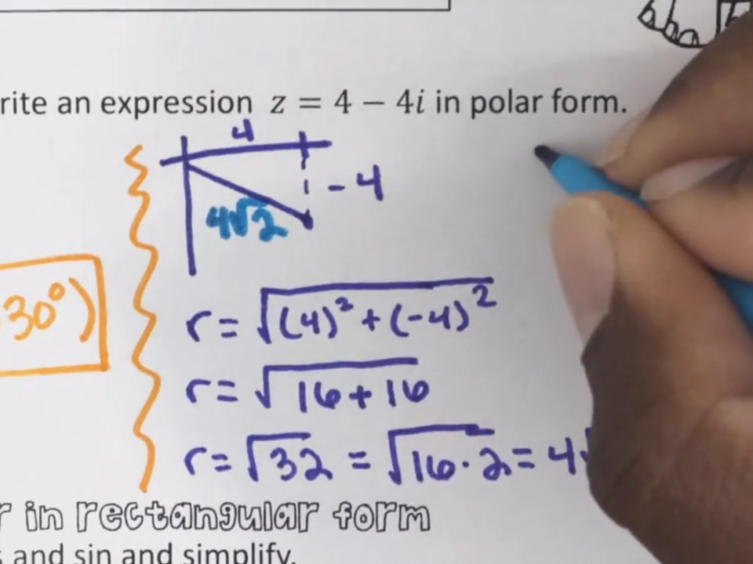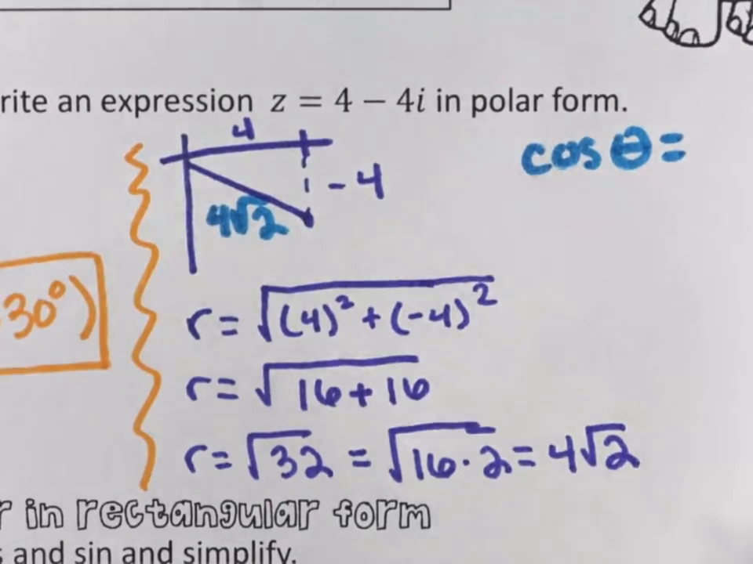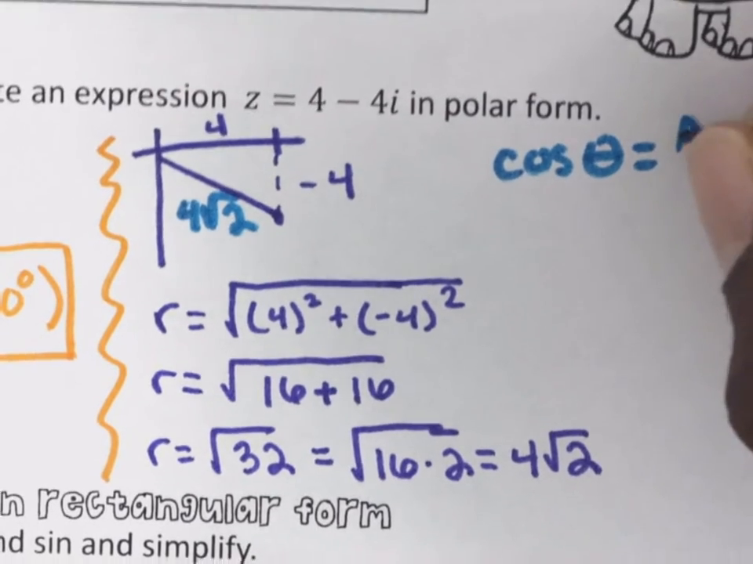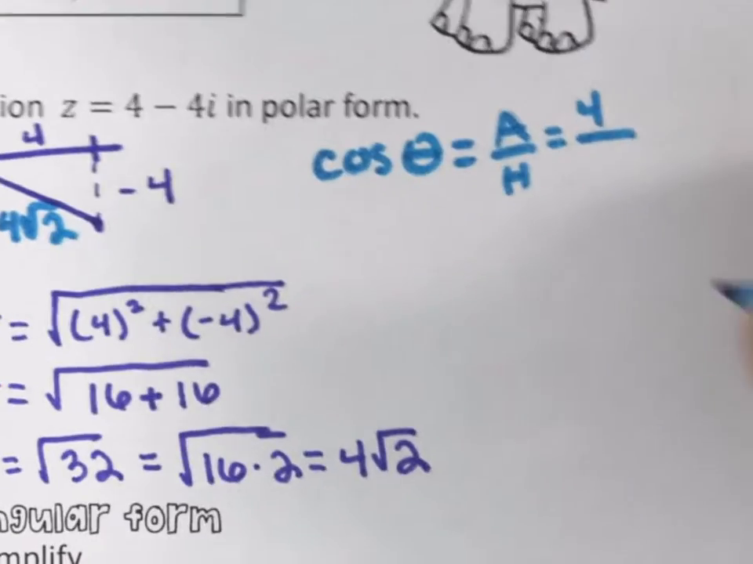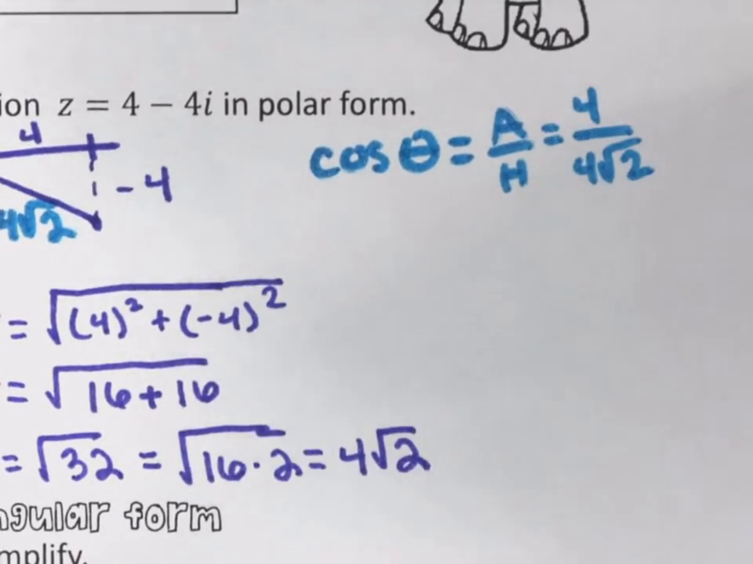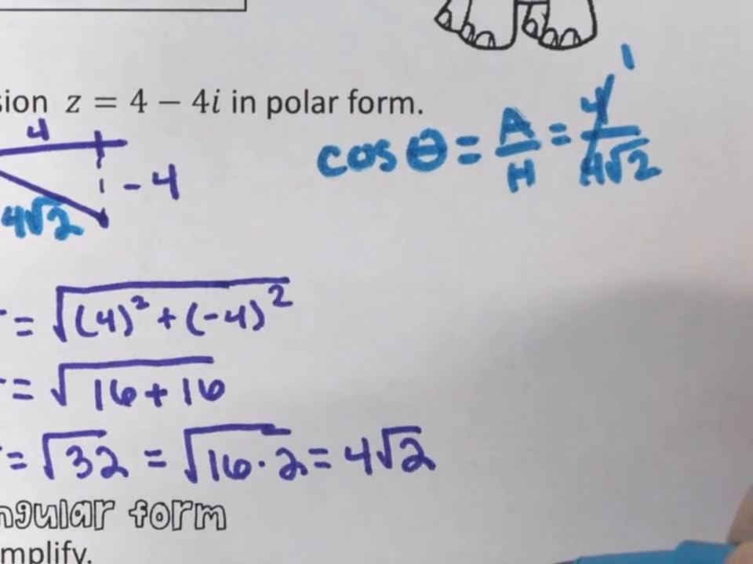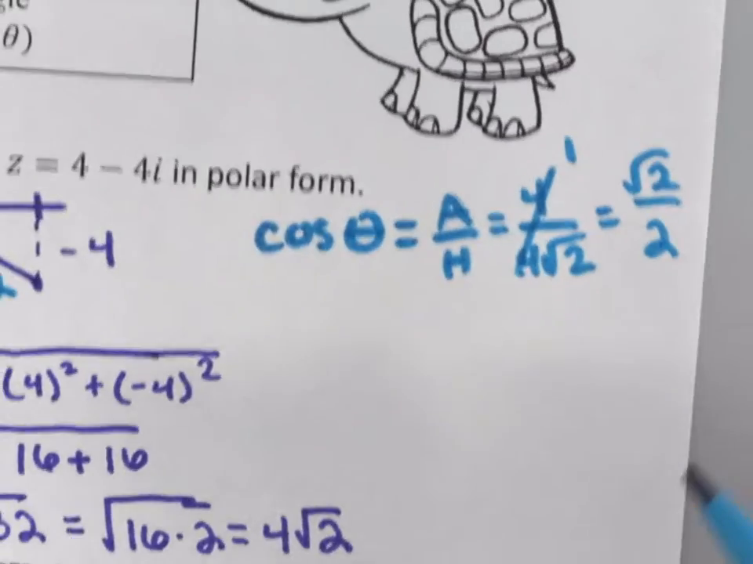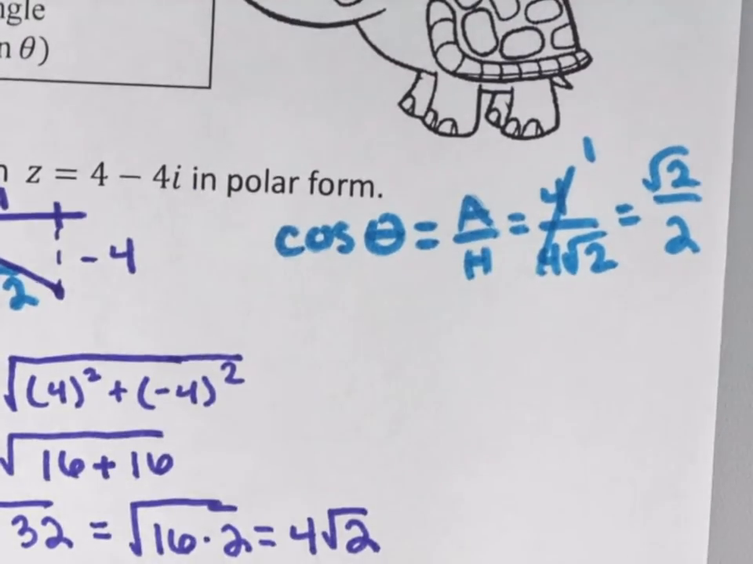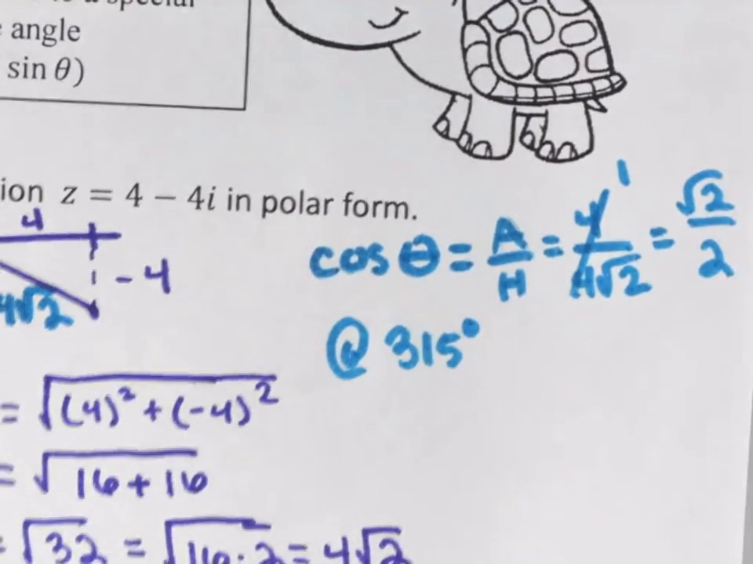Okay, so again, I'll look at the ratio for cosine based on what I'm given. Cosine equals A over H. What's A? 4. What's H? 4 root 2. Can I cancel anything? Yes, the 4. Which gives me 1 over root 2. When I rationalize, what do I get? Root 2 over 2. Oh, yeah. This happens at a 45. And then you would say, what's the 45 in the 4th quadrant? 315. Those are my 2 pieces I need.